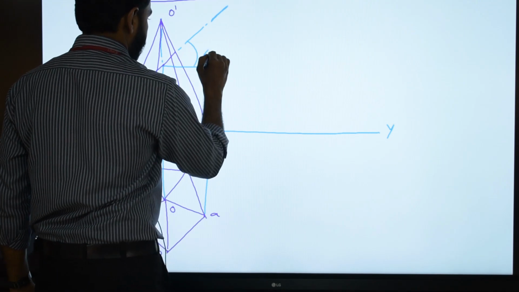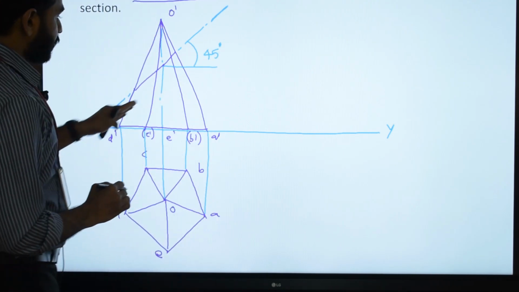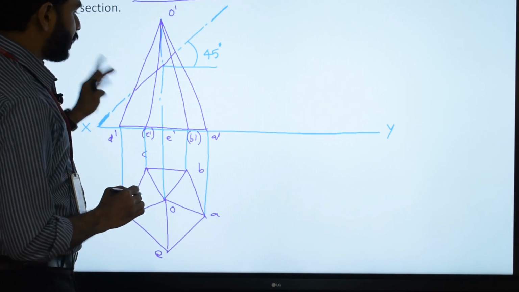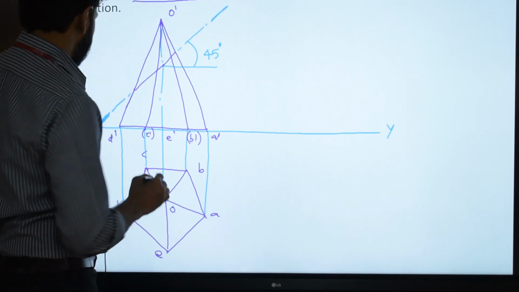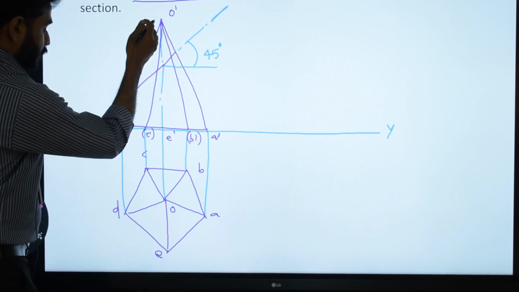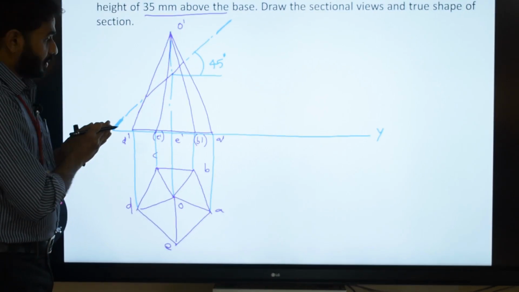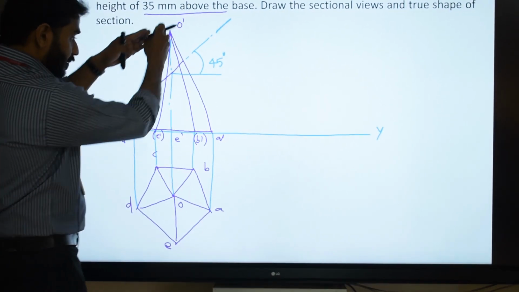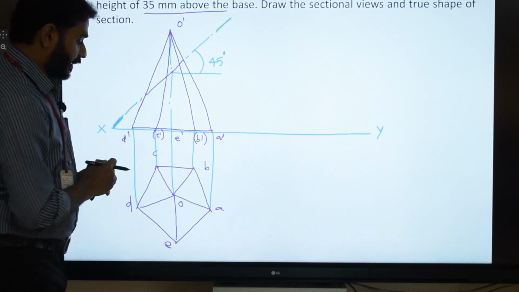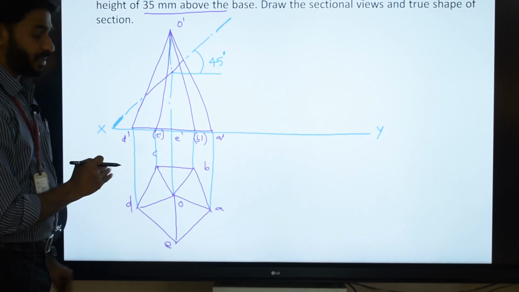This angle is 45 degree. So I have introduced the section plane. Now I need to identify the cut points. For this you have to see how many edges are being cut by the section plane. Here you can see that there are 5 slant edges for a pentagonal pyramid and all the 5 slant edges are being cut by the section plane.